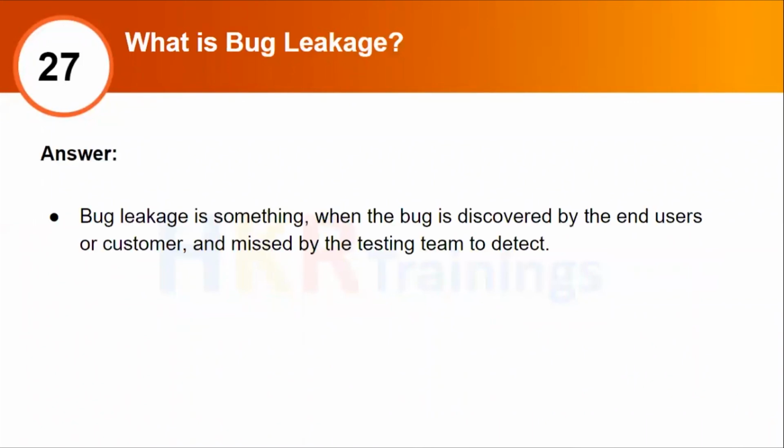What is bug leakage? Bug leakage is when, during testing, the testing team is unable to detect a bug, and it is discovered by the end users after the product goes to production, when the product is live. Then it is called bug leakage.